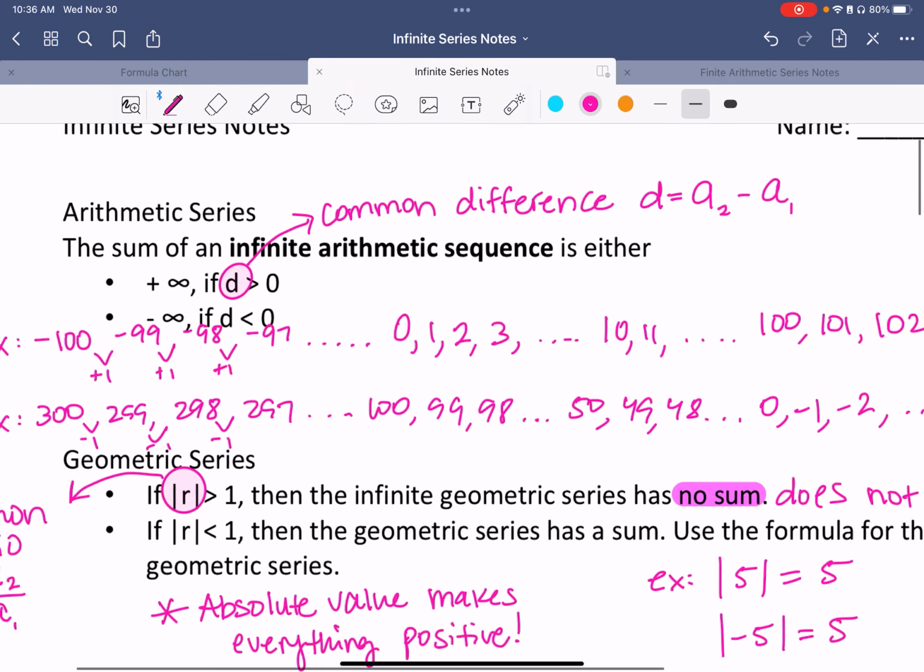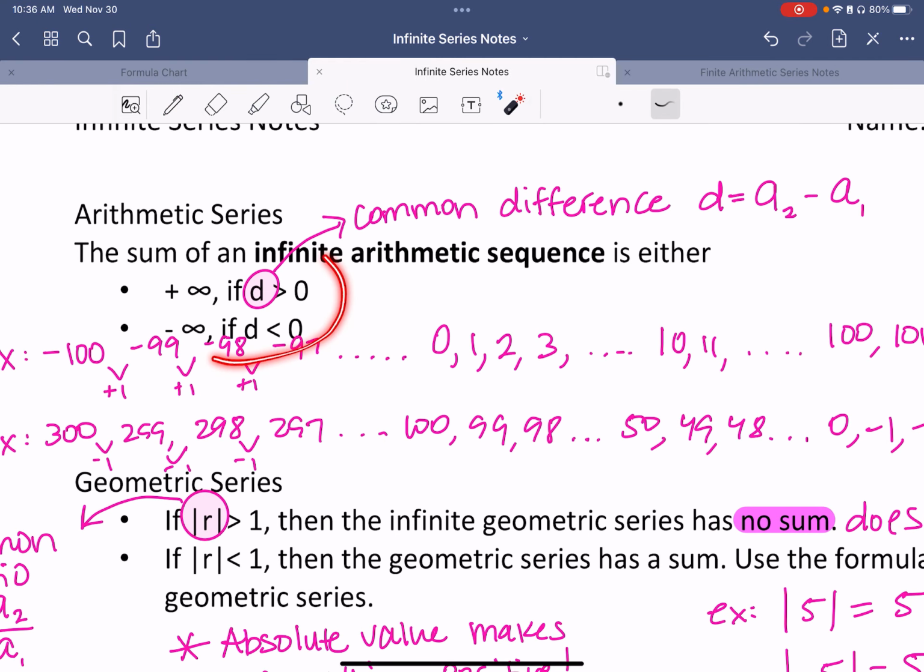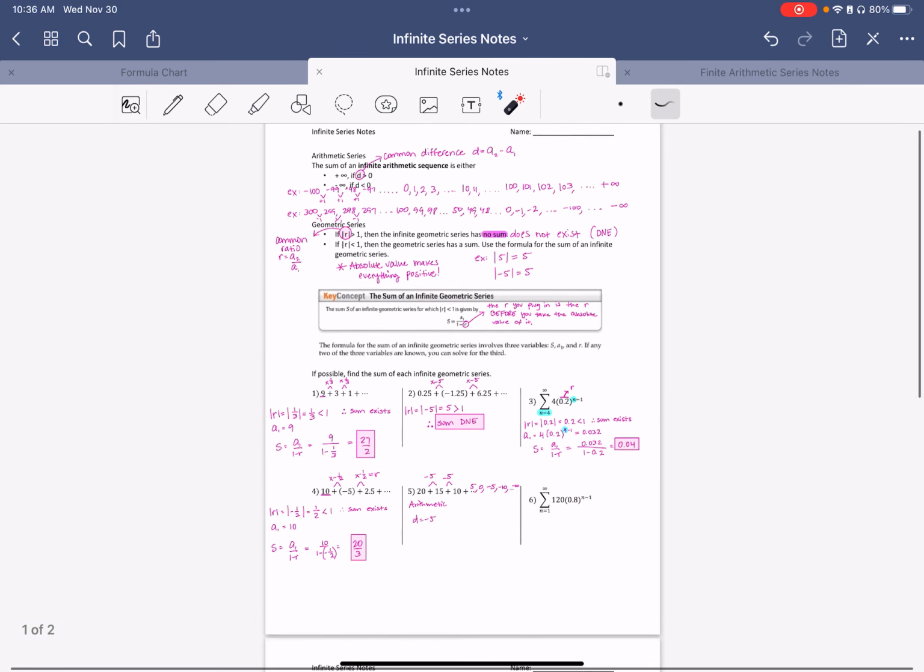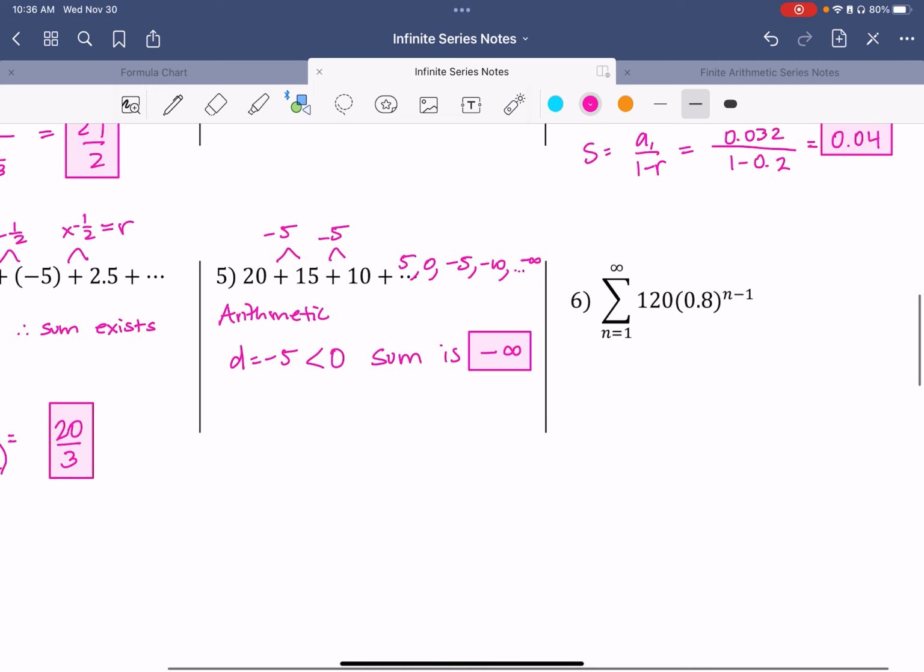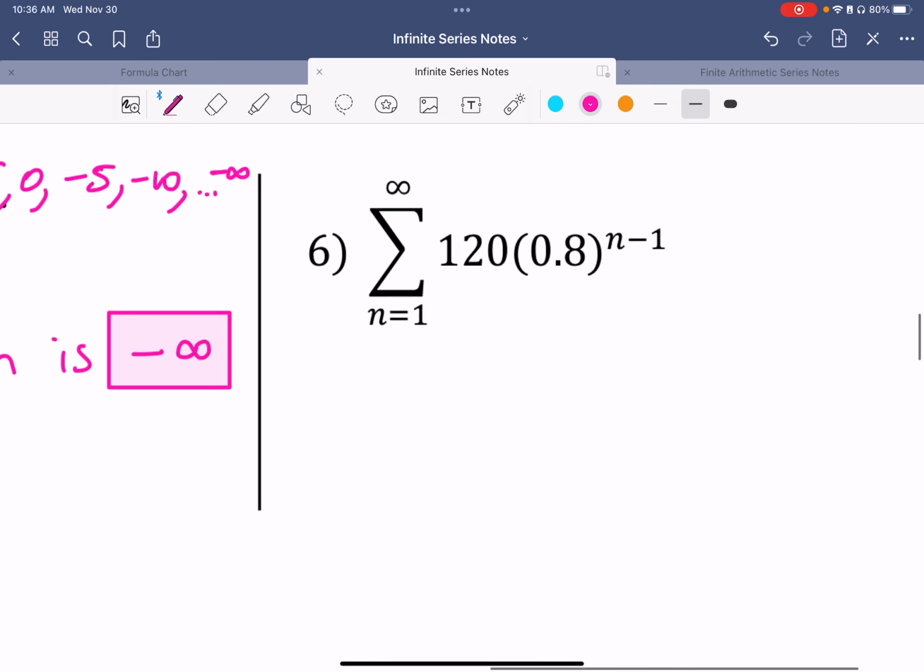Now remember, for arithmetic series, you have two options: if your common difference is less than 0 or greater than 0. Ours was -5, meaning it is less than 0. So that means the sum is negative infinity. The common difference is -5, which is less than 0, so the sum is negative infinity. And that's it. Let's do one more.